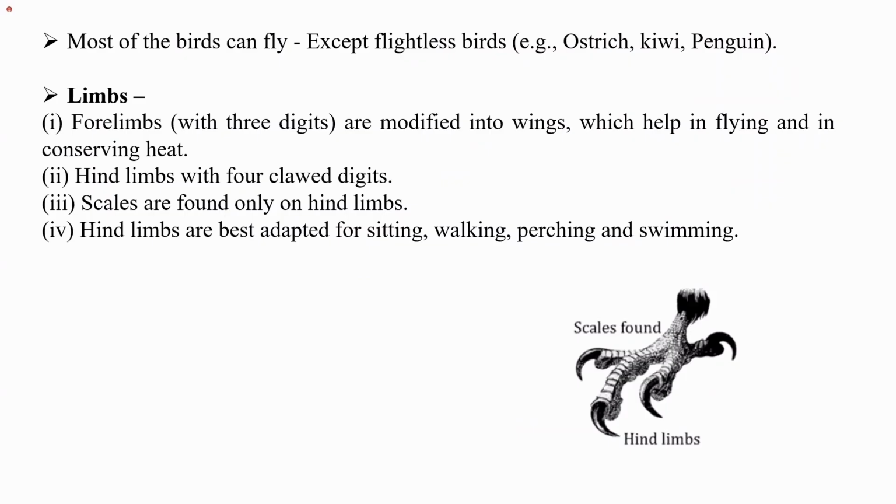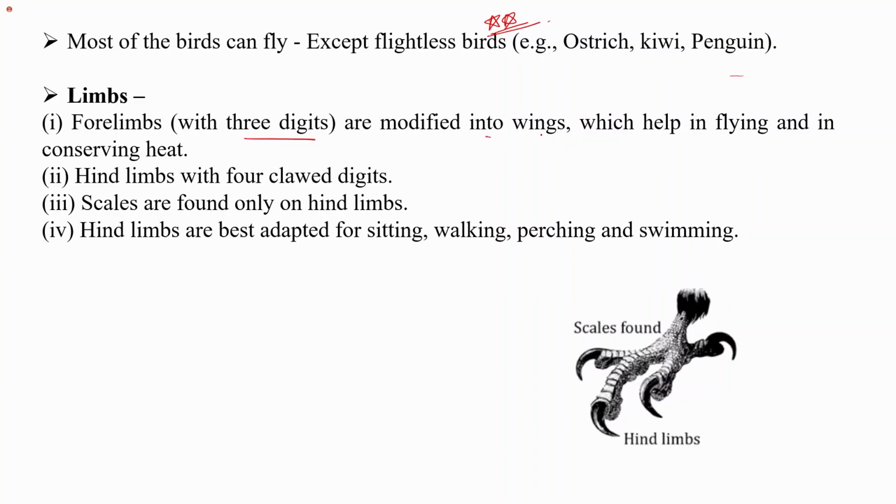Most of the birds, as I mentioned, can fly, except some flightless birds, for example, ostrich, kiwi and penguin. So ostrich, kiwi, penguin are some examples of the birds that are flightless. This might be asked.